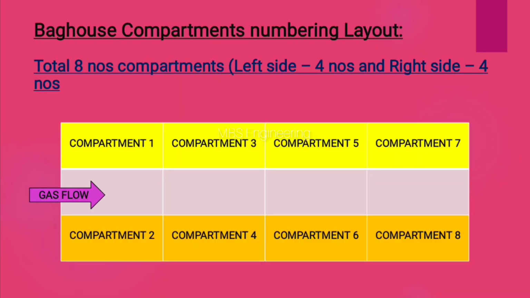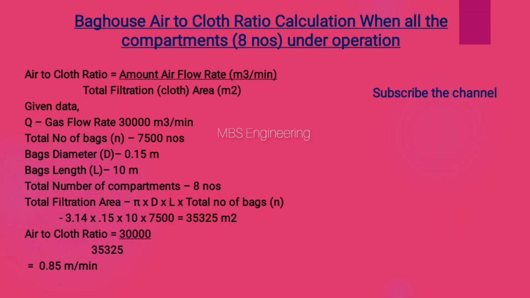Next, we understand the baghouse compartments numbering layout. As per the below layout, the baghouse has a total of 8 compartments. This means the left side has 4 compartments, 1, 3, 5, 7, and the right side has 4 compartments, 2, 4, 6, 8. Assume all the compartments are in operation. Then what is the air to cloth ratio for this condition?